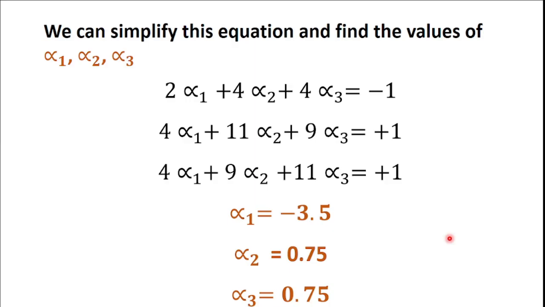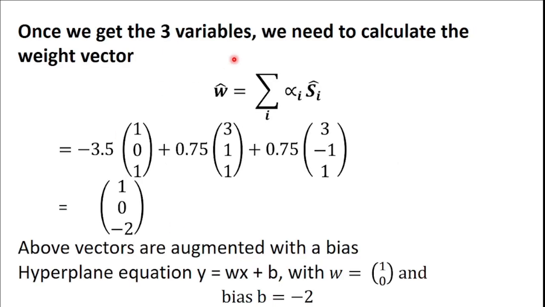By solving these equations, we get the values of alpha 1, alpha 2 and alpha 3: -3.5 for alpha 1, 0.75 for alpha 2 and 0.75 for alpha 3. Once we get these, we need to calculate the weight vector. The weight vector is the sum over i from 1 to n, here n is 3, of alpha i times si cap. So alpha 1 is -3.5 times (1, 0, 1) plus 0.75 times (3, 1, 1) plus 0.75 times (3, -1, 1). If you simplify this, you will get (1, 0, -2).